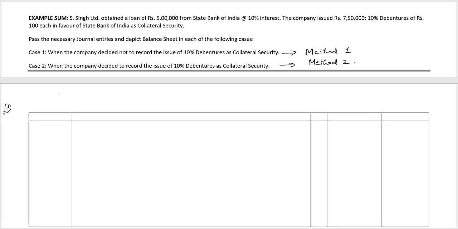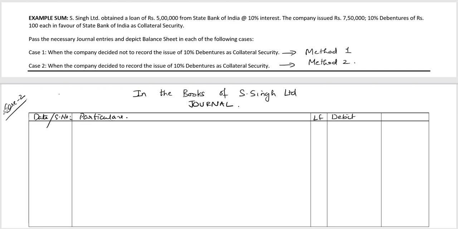Let's move on to case 2, where we will follow the second method. Let's begin with the journal entries in the books of Essing Limited. Journal. We have date/serial number, particulars, LF number, debit rupees and credit rupees.